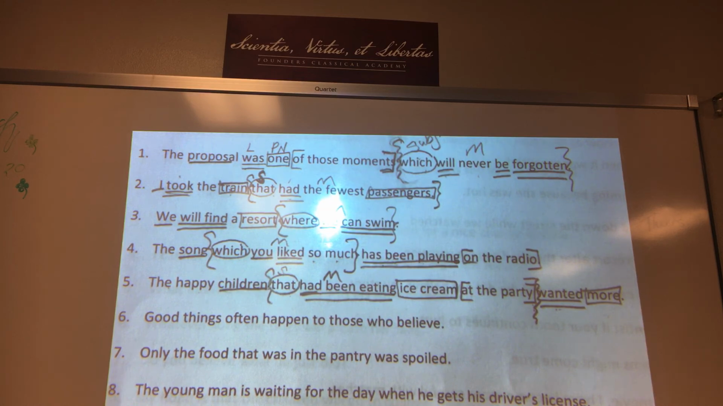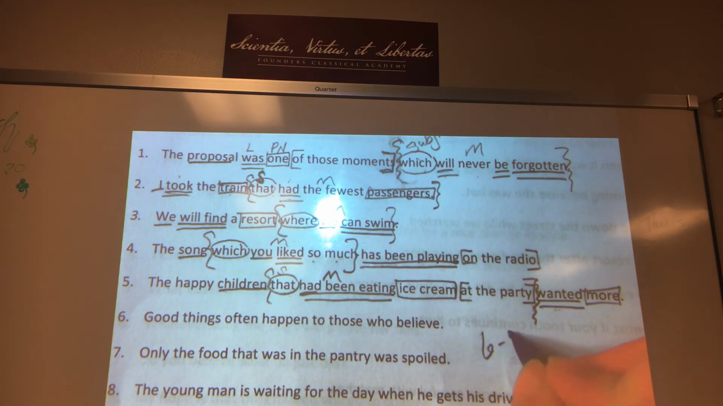What I'd like for you to do for homework is numbers 6 through 10 to try on your own, and I will post the answers for you on Friday. Oh, wait, tomorrow's Wednesday. I'll post them on Thursday at the beginning of your lesson. Okay? All right, so do 6 through 10.